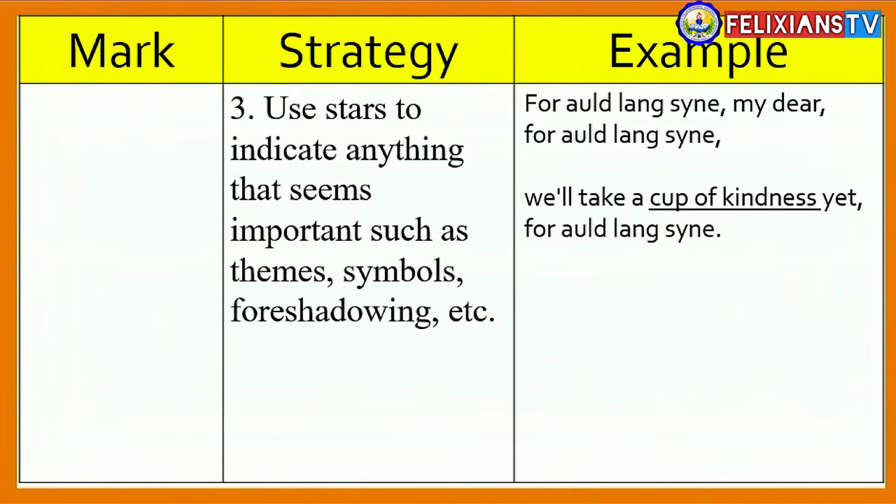Let's have the third one. The third mark is the use of star. How do we use it? Use stars to indicate anything that seems important. So what are those important things? They are themes, symbols, foreshadowing, and others. Example, for Auld Lang Syne, my dear, for Auld Lang Syne, we'll take a cup of kindness yet for Auld Lang Syne. So since the cup of kindness is a symbol, put a star.